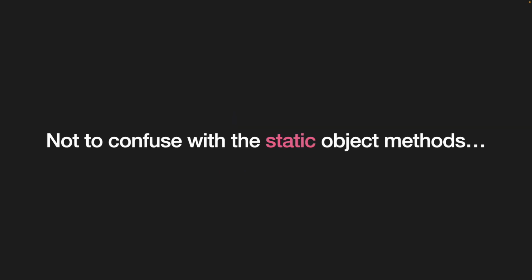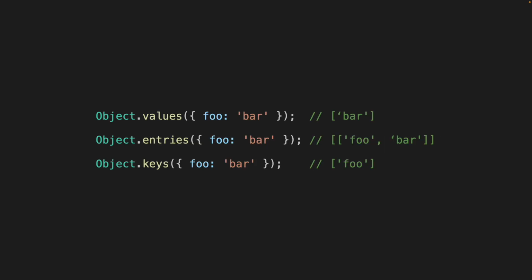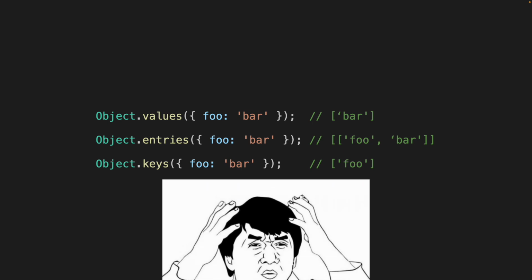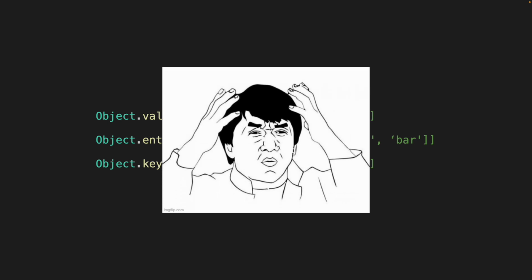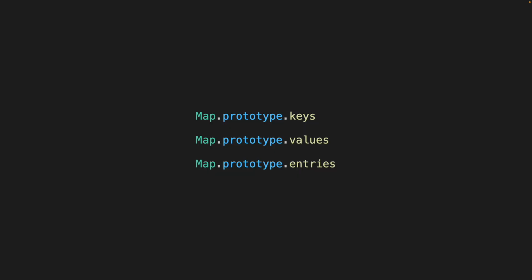Yeah, and this is not to be confused with static object methods, and this is kind of a little bit of a rant, because if you use the Object.values functions, or those three functions, which are not the prototype functions but the static functions, this gives you back an array. And I was like, why, right? But anyways, going back to the prototype methods, Map also has these prototype methods, which you can call.